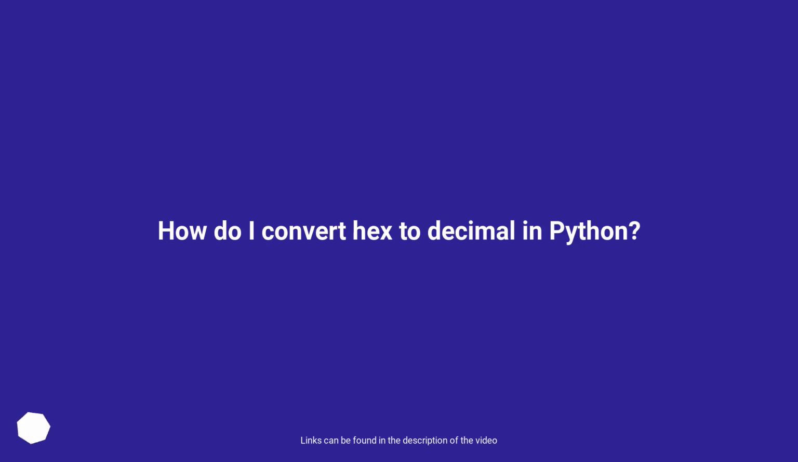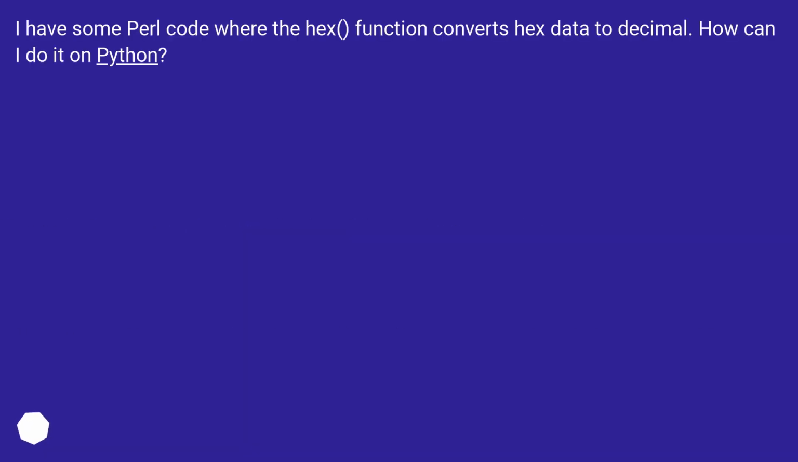How do I convert hex to decimal in Python? I have some Perl code where the hex function converts hex data to decimal. How can I do it on Python?